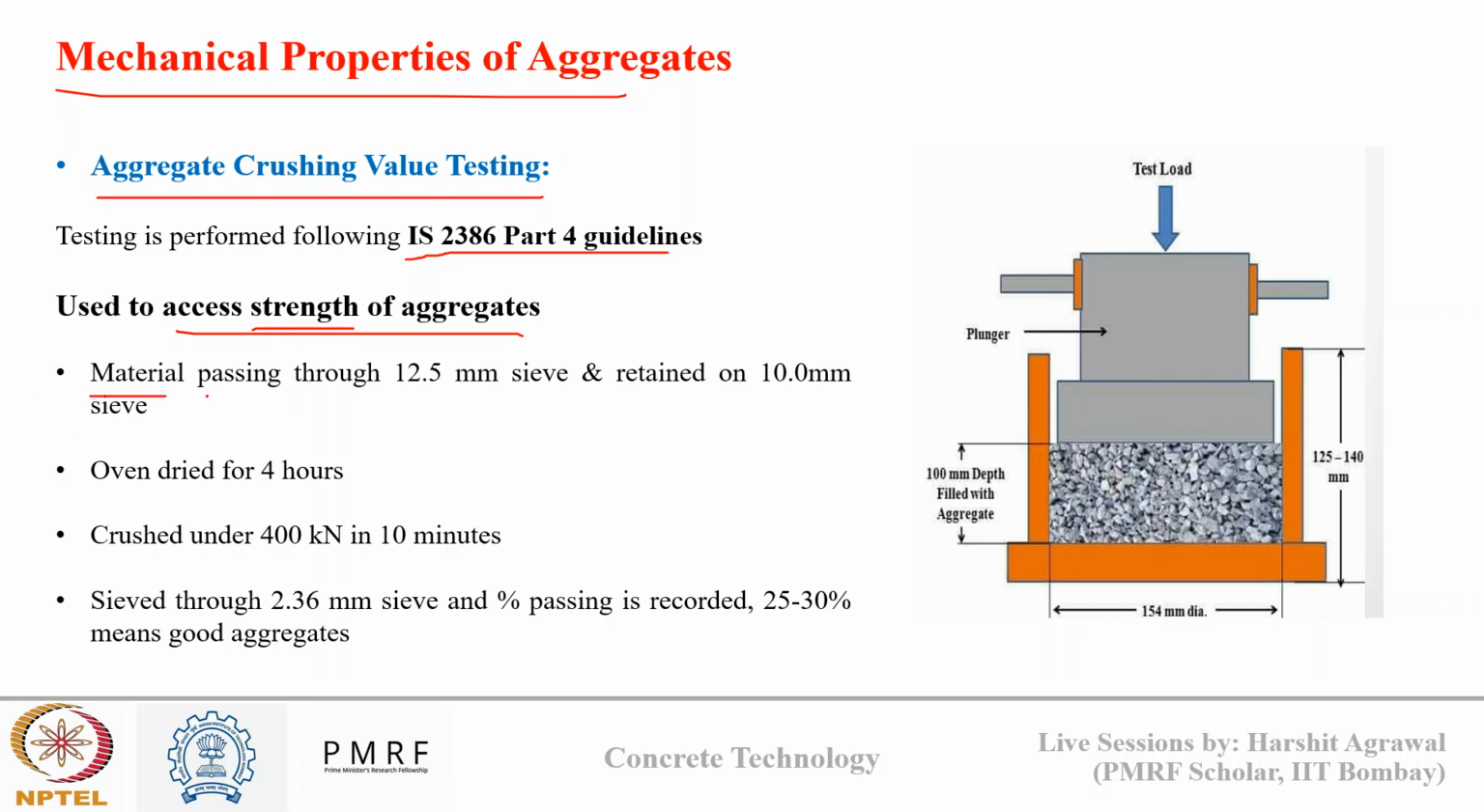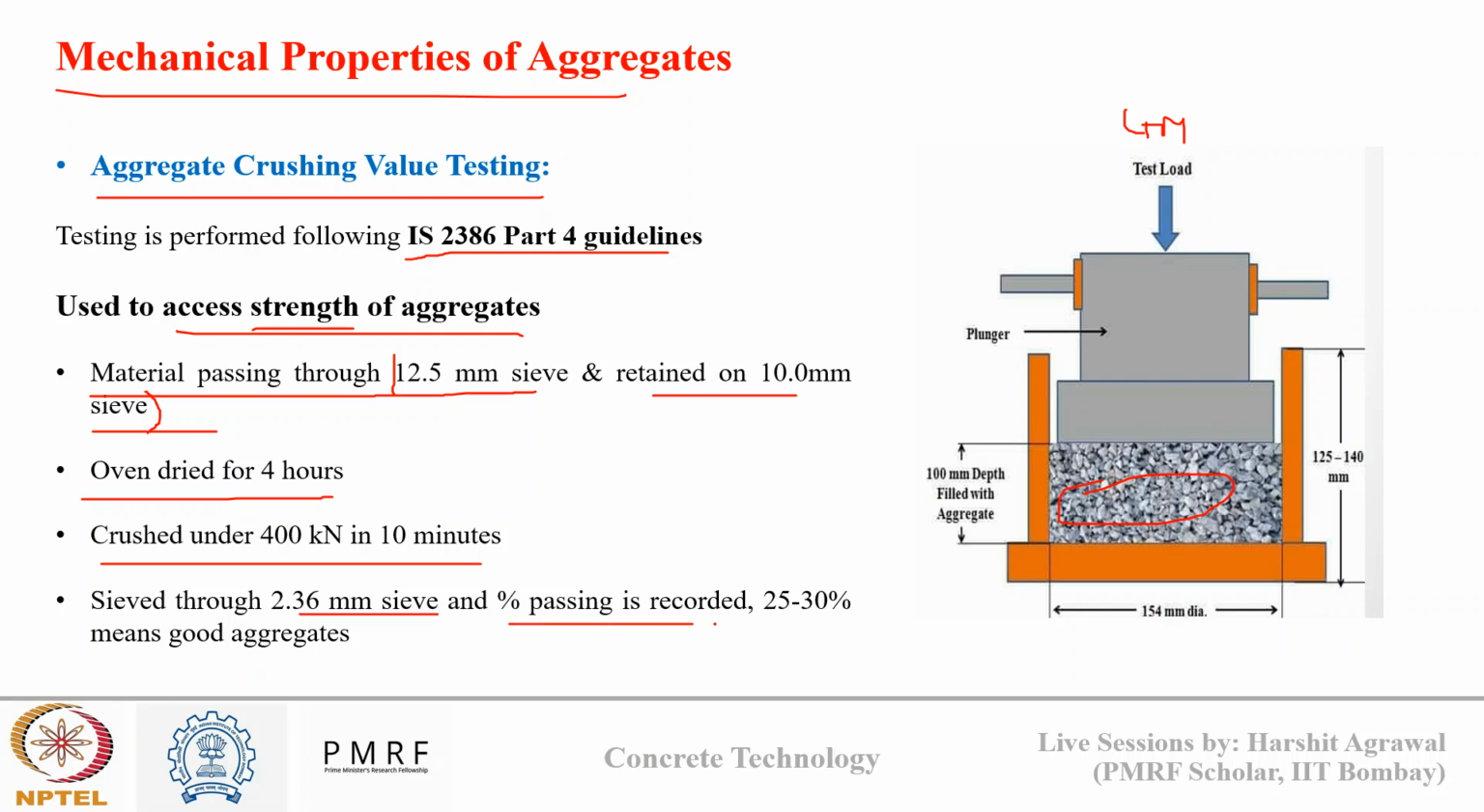We select material passing through a 12.5 mm sieve and retained on a 10 mm sieve. So in between this sieve range, we will take our material. We'll oven dry our material for 4 hours, and then we'll crush it under a 400 kilonewton load for 10 minutes. Using a compression testing machine or universal testing machine, we'll apply a 400 kilonewton load on the aggregates in 10 minutes. After that we'll remove the load, and some of the aggregates would be crushed due to the load, so we'll sieve them through a 2.36 mm sieve and determine the percentage passing.